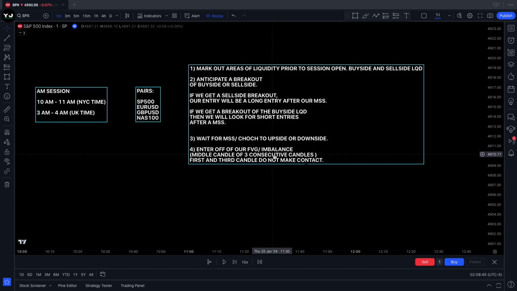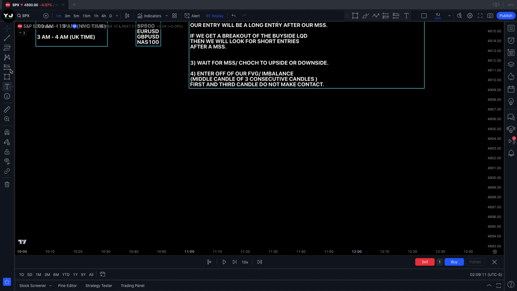Step 4 is to enter off of our fair value gap or imbalance, which is the middle candle of 3 consecutive candles towards the upside or downside. Now, just to clarify, the way we spot a fair value gap is the first and the third candle do not make contact. So this should look something like this.